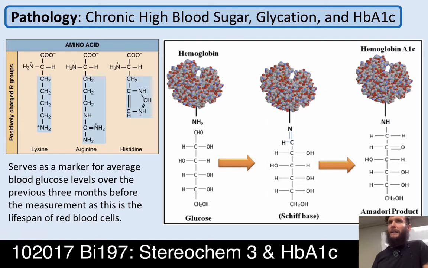It's not like the daily pinprick that diabetics have to take to see what their moment-to-moment blood sugar is. It's a medium-term way of tracking blood sugar in the body. Hemoglobin A1c is, when you have it glycated like this and many other proteins, they become dysfunctional. They don't work the way they're supposed to.